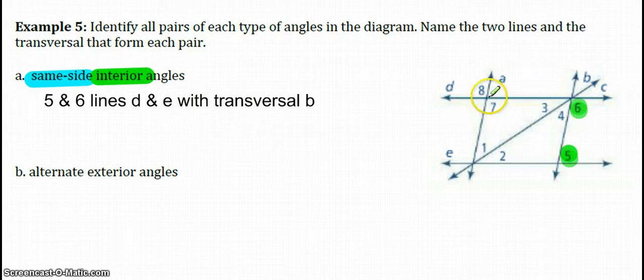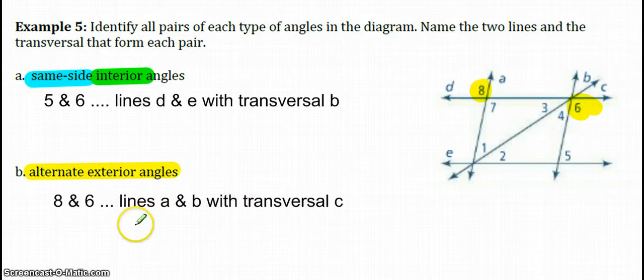If we look at the lines D and E here, then a transversal line of B, we can have the same side interior to be 5 and 6 because they're interior of the 2 lines and same side of the transversal. Some people might ask if we could talk about the angle 7 in here and the angles 3 and 4 as same side. If the transversal was C, the 2 lines were A, B, they could be same side interior, but then this would be an angle pair to form another angle, so we would not really want to do that.